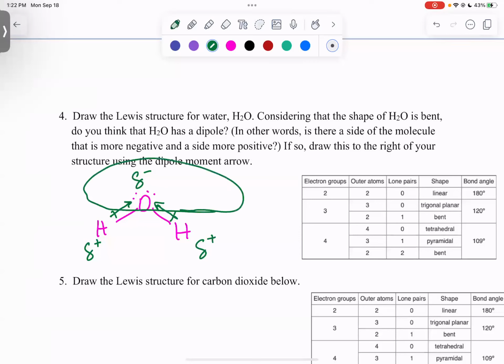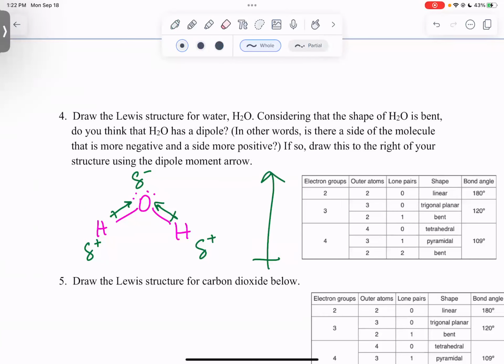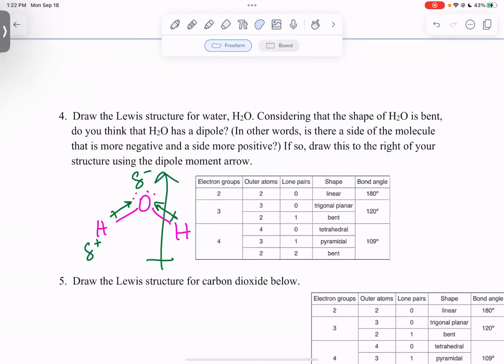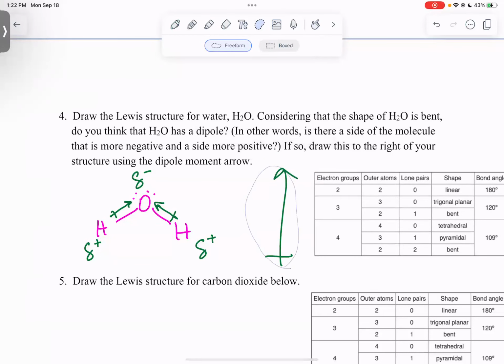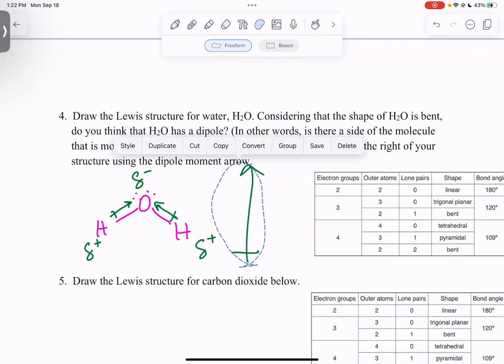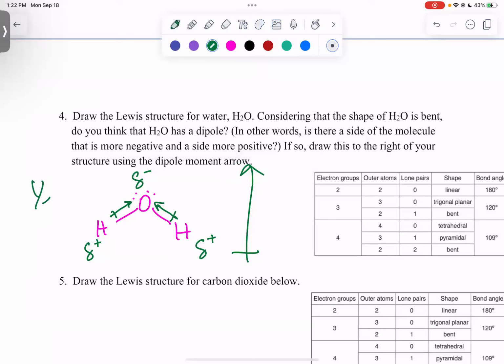Up here, this is my negative portion. Down here, this is my positive portion. So if I were to draw a dipole arrow, I would draw it basically like that. Because if I brought that over my molecule, I would be saying that the top is where the arrow points, that's my negative, and the bottom down here is the positive. But we just leave it on the side. Okay, so yes, water has a dipole. Yes.